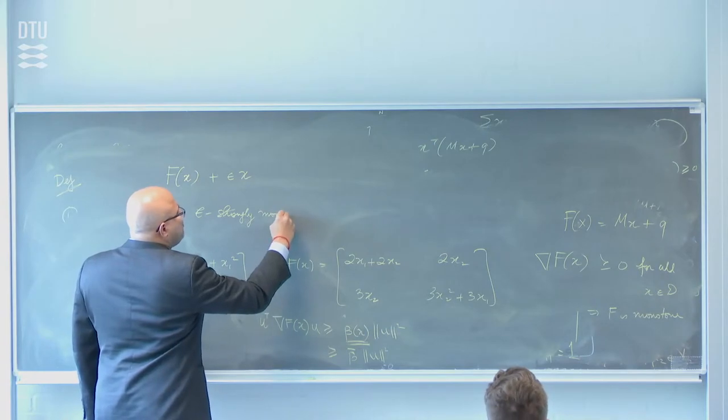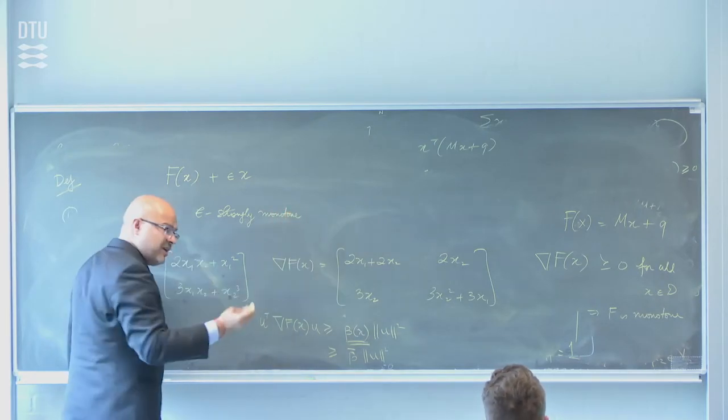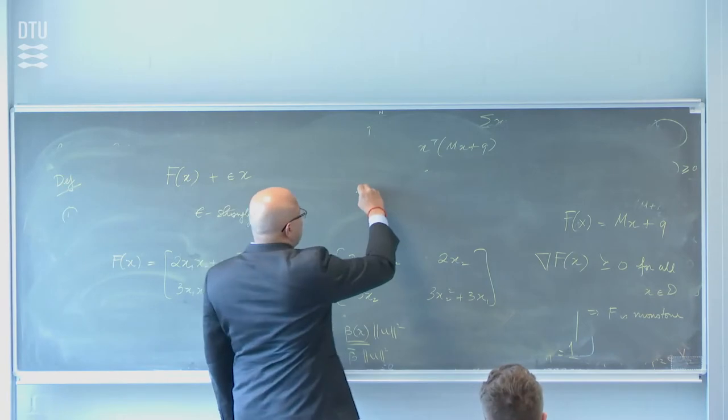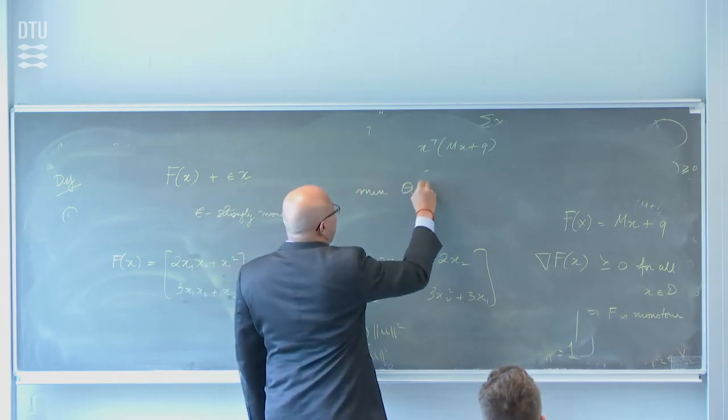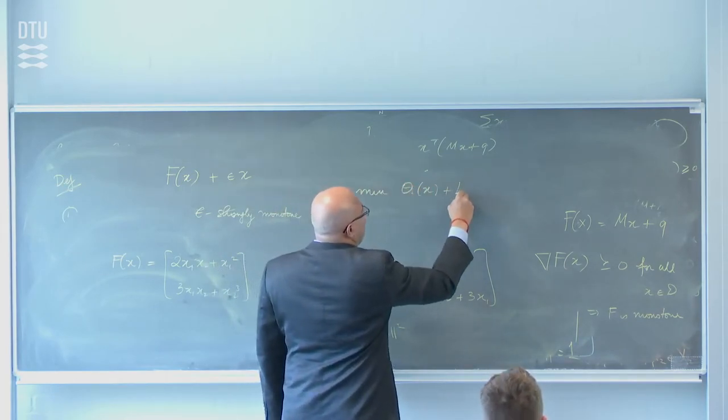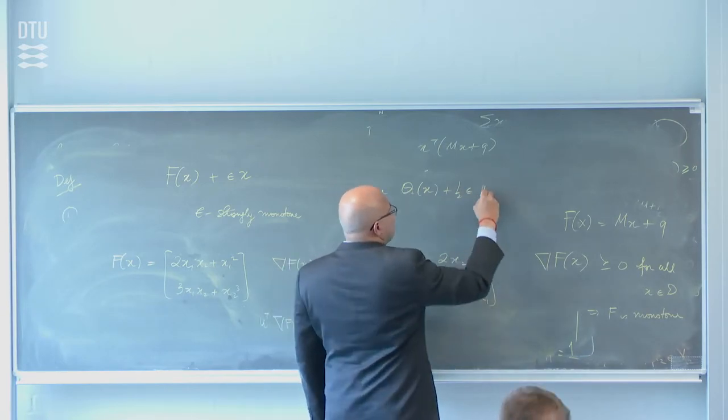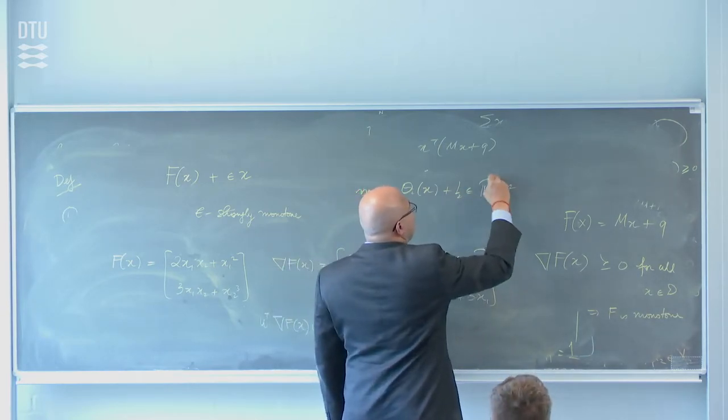So one avenue is, if you have a game, suppose I gave you a game like this, theta_i of x. If you add a small constant epsilon times x_i squared, this is often called a regularization.